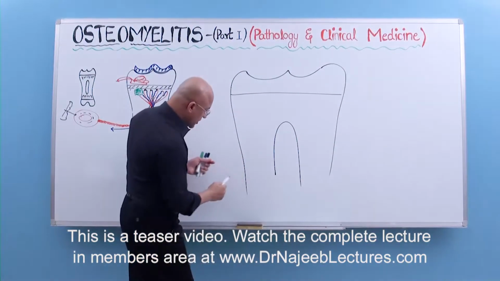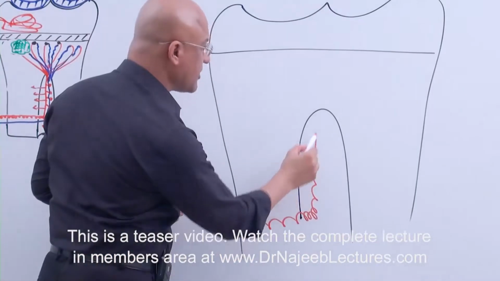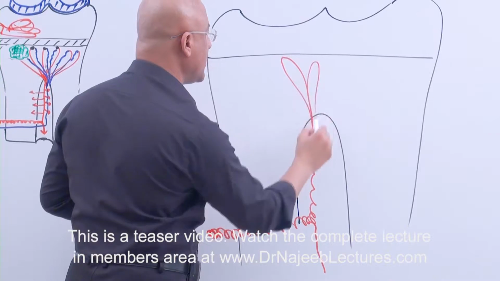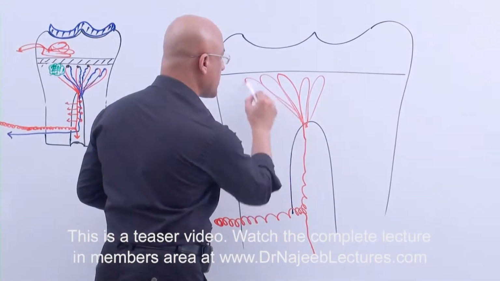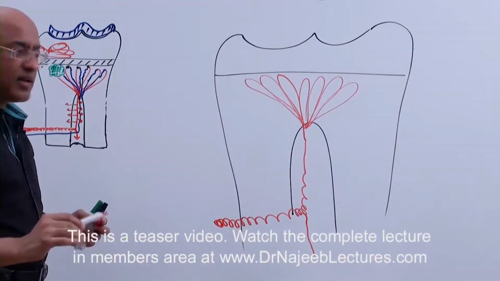You have already understood that this was your nutrient artery. And then we talked about there was an ascending branch and there was a descending branch. And then we talked about what were these? Metaphyseal loops. Clear? That is what you know very well.